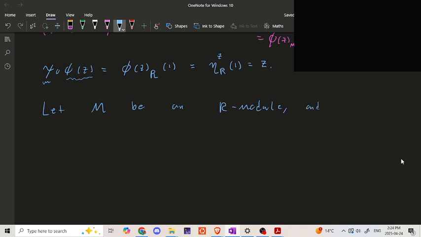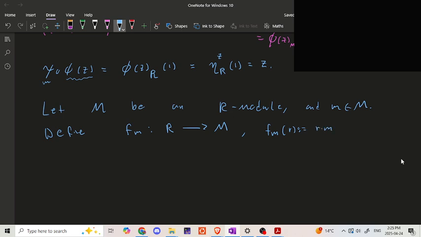And we're going to take some little m in big M. And so now we define f sub m to be a morphism from R into M. How is it going to be defined? So f_m applied to r is going to be defined by simply taking m and applying r.